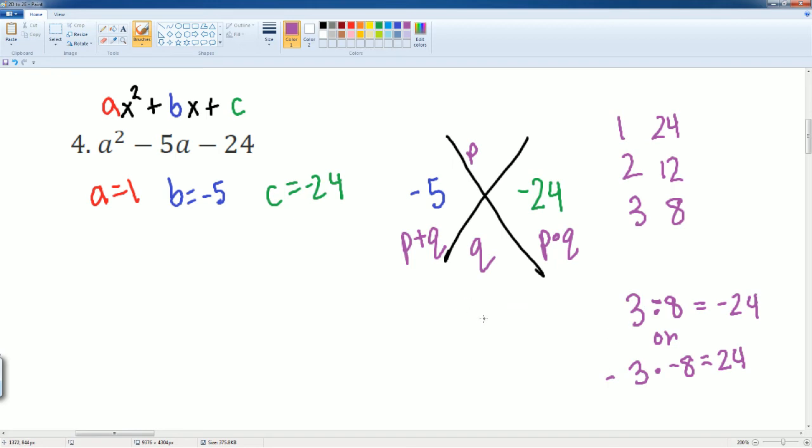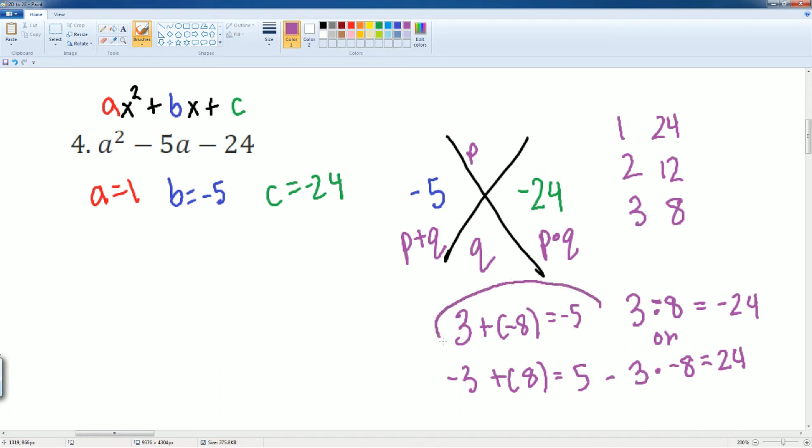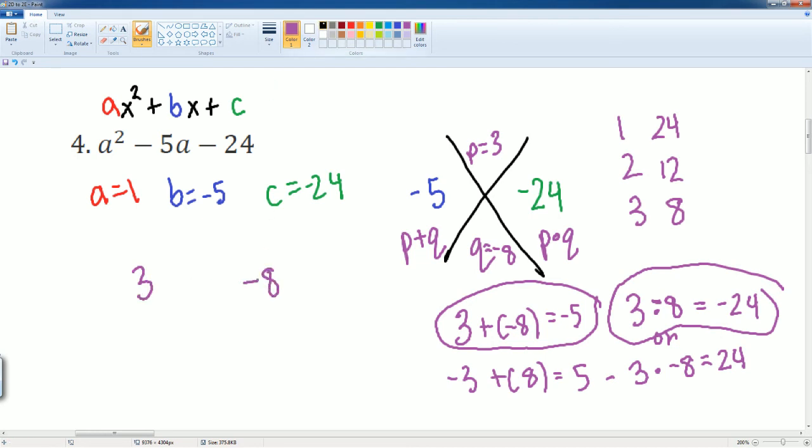Let's see what happens when we add them. 3 plus -8, that gets you -5. And -3 plus 8 will get you a 5. We want a negative, so we want this combination. Okay, so the negative is with the 8. So P can be equal to 3 and Q can be equal to -8, right? The two factors are 3 and -8. Okay, so it would be x plus 3 and x minus 8 are your factors.